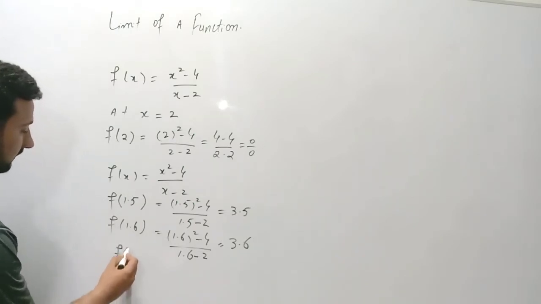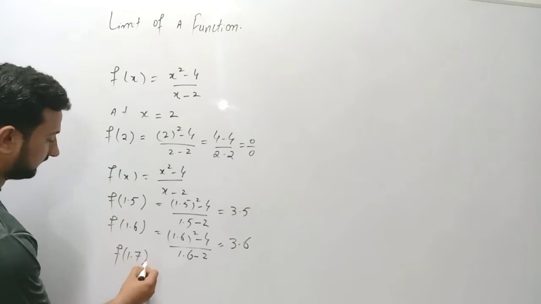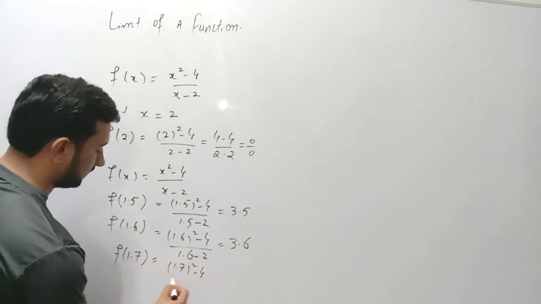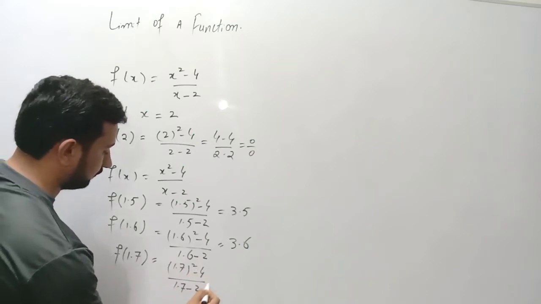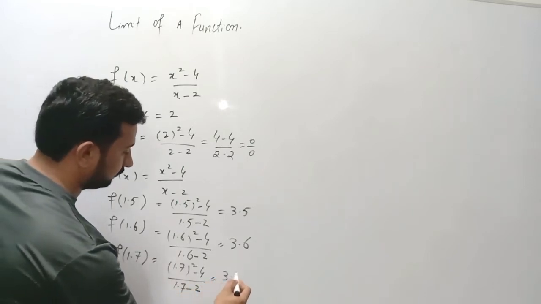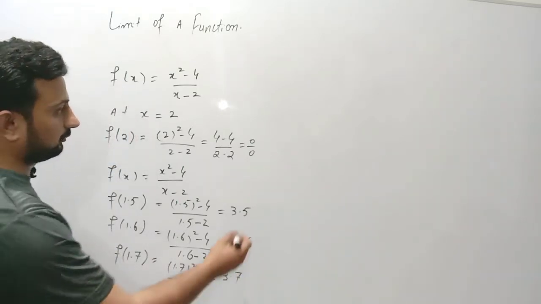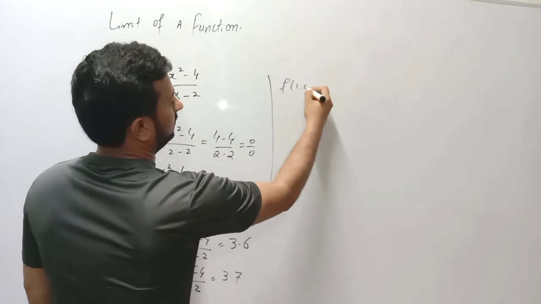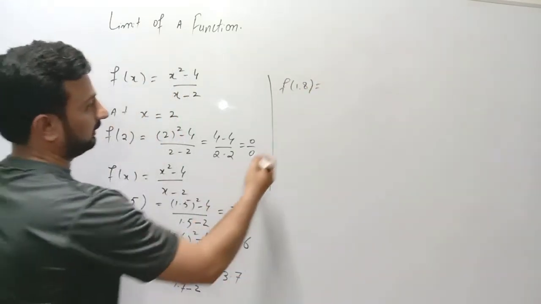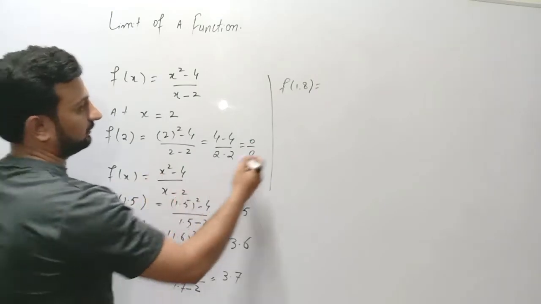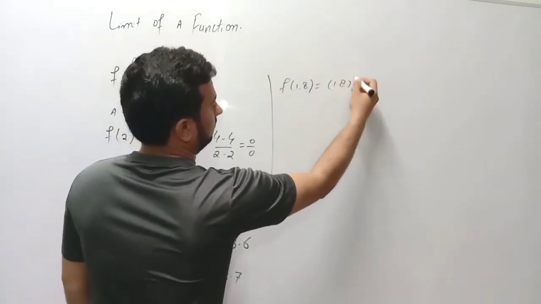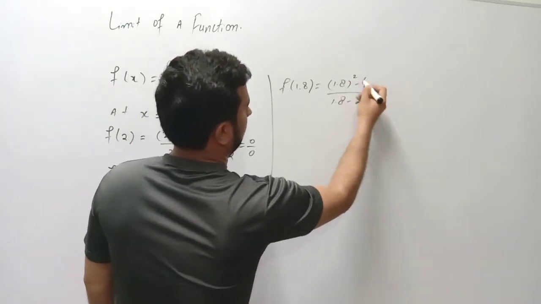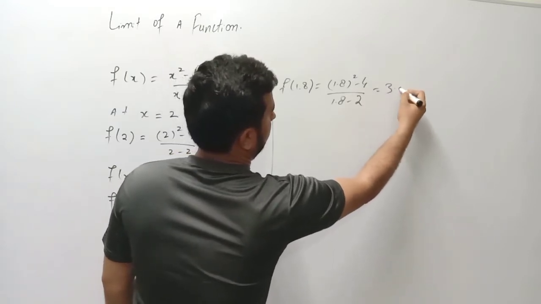And what will happen when we substitute f of 1.7? That is 1.7 square minus 4 over 1.7 minus 2, which will lead us to 3.7. Also, when we substitute f of 1.8 in that function, we put 1.8 in, 1.8 square minus 4 over 1.8 minus 2. So that will lead us to 3.8.